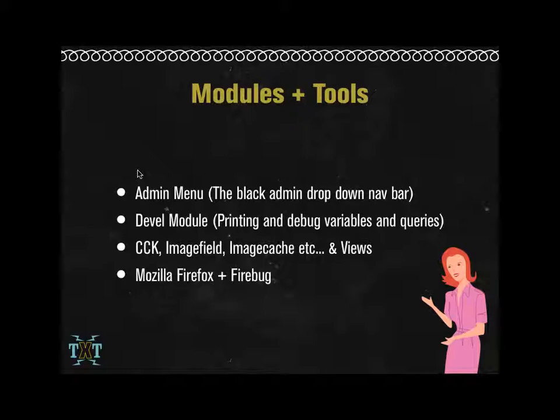Okay, so the modules and the tools we'll be using today are the admin menu, the devel module, so we can debug the variables as the code gets executed. CCK, image field, image cache, and views are all used to put together the node types and obviously the views that we're going to be theming. And I'll be using Mozilla Firefox with the Firebug extension or plugin to step through and look at some of the HTML markup that comes out of the views.